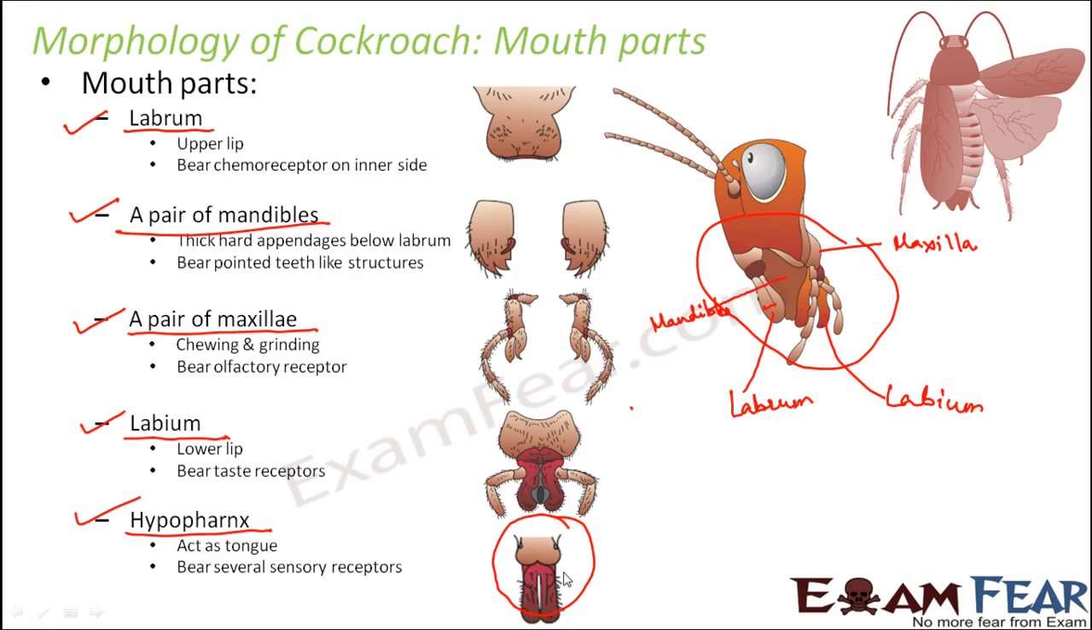So just imagine the size of the cockroach, then imagine its head. The head itself looks so small. In that head you have mouth, and inside that mouth you have so many different parts. So basically you can view all these things only when you dissect a cockroach and you try to observe them under a microscope. So anyways, we are done with the mouth.